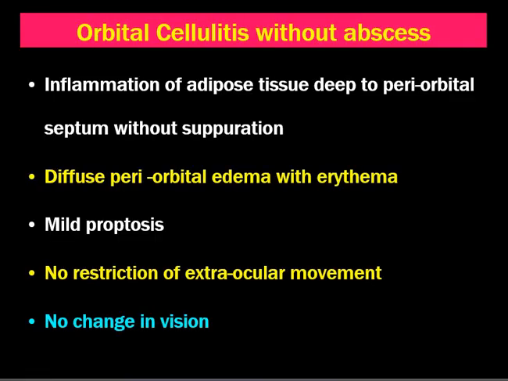Let's come to orbital cellulitis without abscess. Now, the infection goes beyond the orbital septum to the orbit, that is the orbital cavity, but there will be simple cellulitis, but no abscess formation. This is inflammation of adipose tissue deep to the orbital septum without suppuration. There will be diffuse periorbital edema with erythema. There will be mild proptosis, but no restriction of extraocular movement and no change in vision.